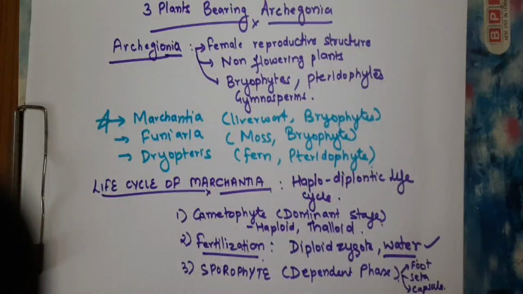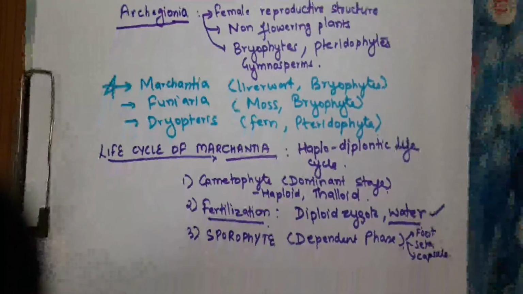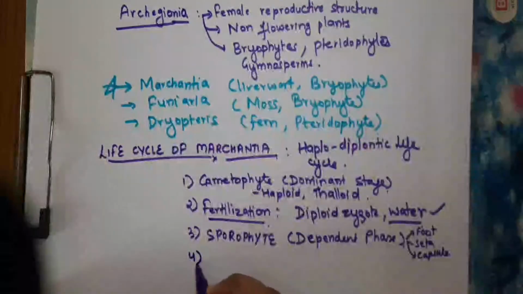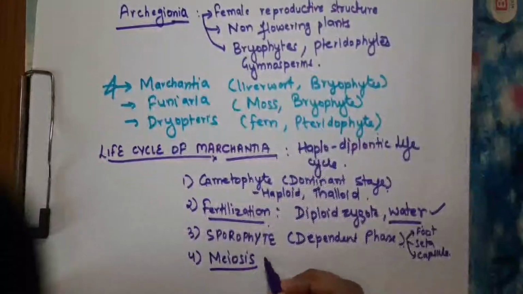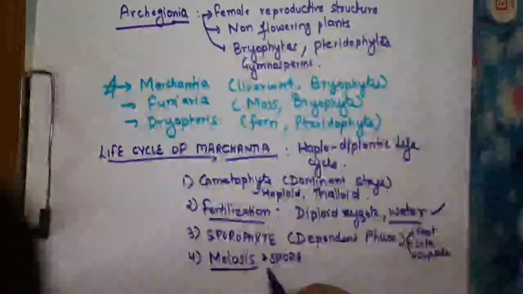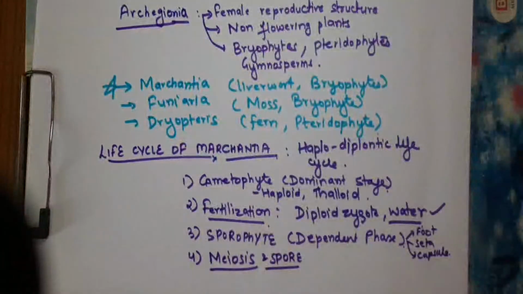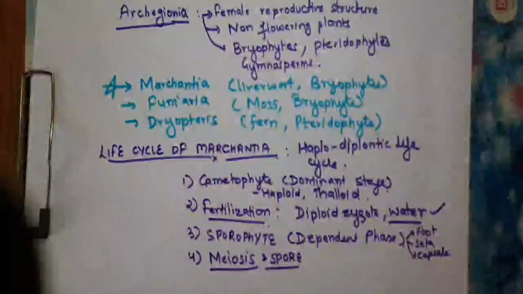So meiosis and spore formation take place inside the capsule. We are now going to talk about where and when the meiosis is occurring and the spore formation. The meiosis occurs inside the capsule. The spore mother cell undergoes meiosis to produce the haploid spores, and these spores are released and germinate into new gametophytes, completing the life cycle.